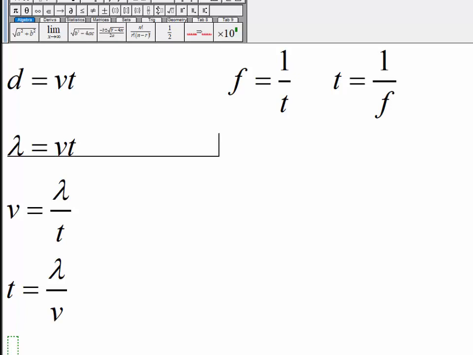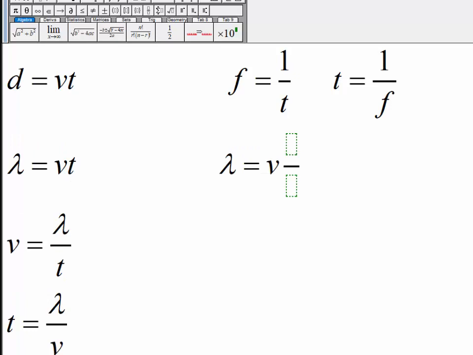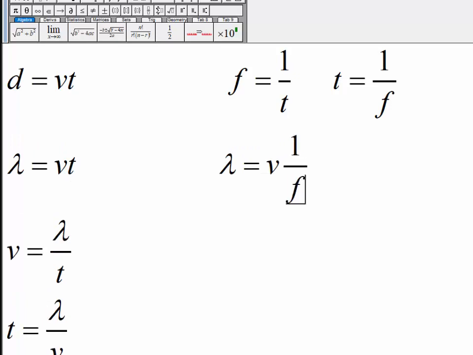So we could say that lambda equals velocity times 1 over f. Or let's just clean this up a little bit, and we'll say that lambda, which is the wavelength, equals v over f.